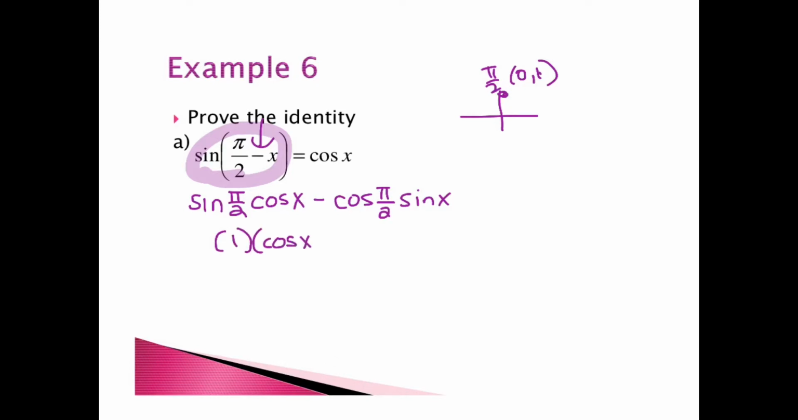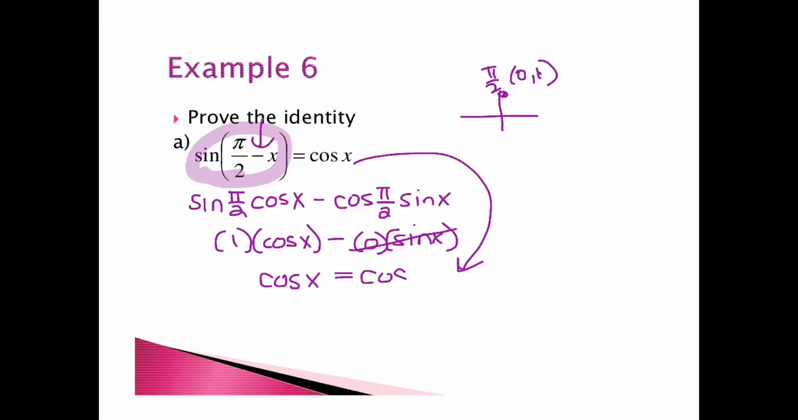Cosine of x stays as cosine of x. Minus the cosine of pi/2, which is 0. And then sine of x stays as sine of x. 1 times cosine of x is cosine of x. 0 times sine cancels out, and I get cosine of x equals cosine of x. So we're using sum and difference to prove the identity.